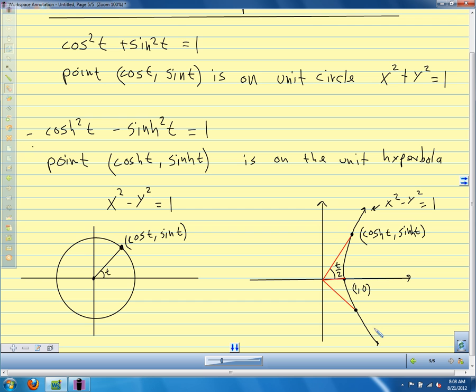Okay? Yes? Negative sinh, yes. So the segment that connects these two points should be a vertical segment, even though I didn't draw it that way. Okay? Questions?